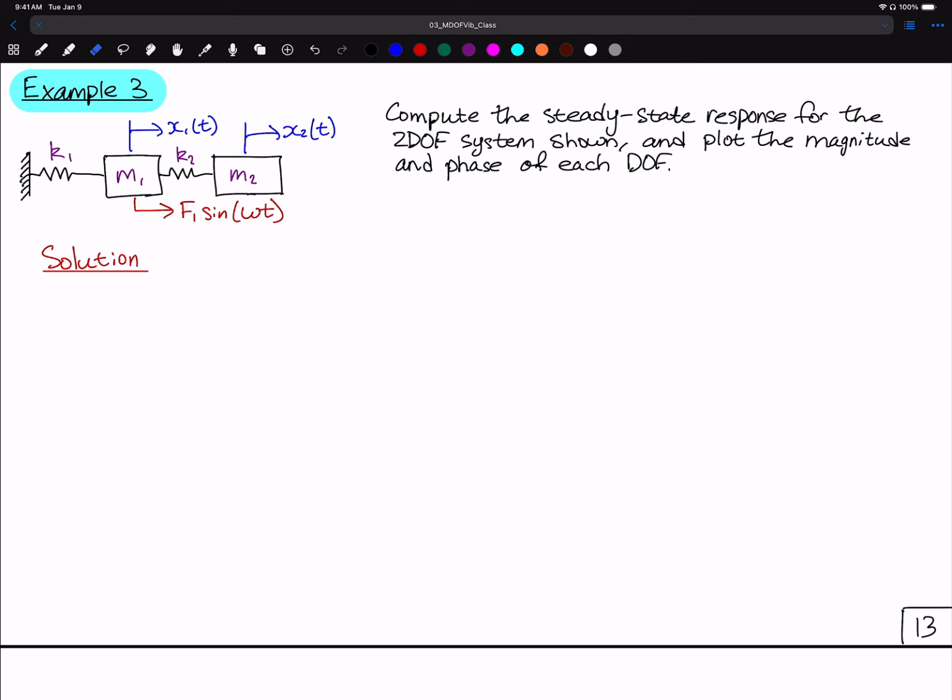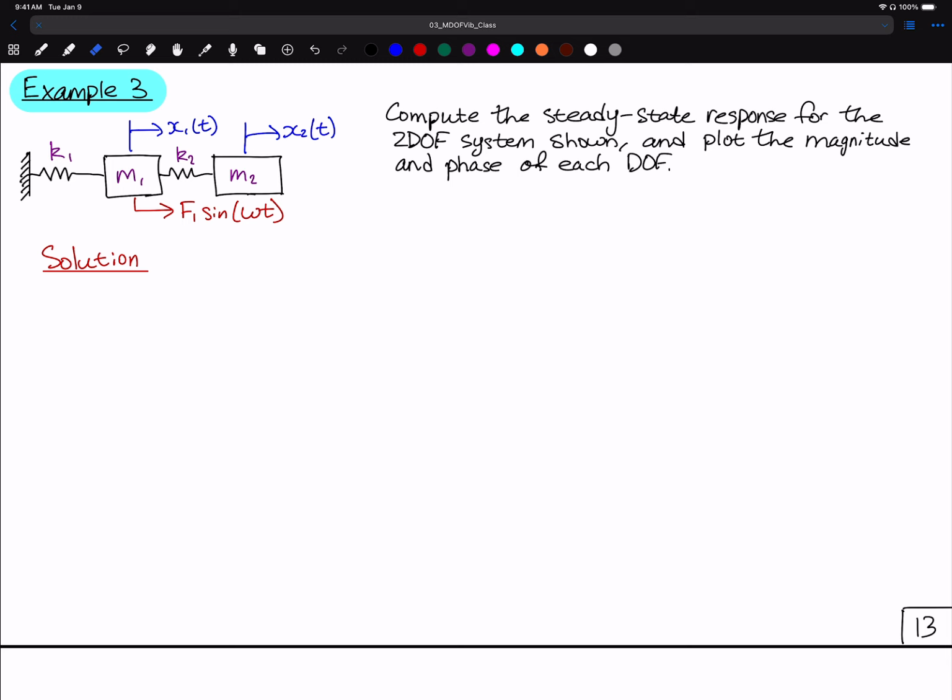For now, we're going to consider an undamped system, 2 masses coupled together. There's a single spring coupling them, and only the first mass is grounded. So this system won't have any rigid body modes in it. And then we're going to apply a force F1 sine of omega t to the first mass. And we're asked to compute the steady state response for the 2-degree of freedom system shown and plot the magnitude and the phase of each degree of freedom.